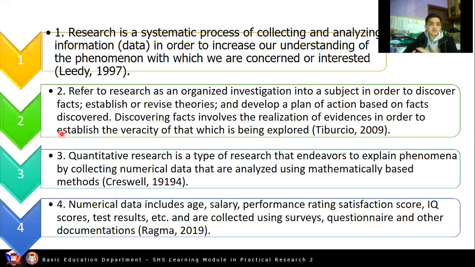So let's go directly to the lesson proper. For definition one: research is a systematic process of collecting and analyzing information or data in order to increase our understanding of the phenomena with which we are concerned or interested. That is according to Lilly, 1997. If I may emphasize the words systematic process. A systematic process is step-by-step, a very sequential, comprehensive process of knowledge. We do not simply assume, we do not simply think of it, we do not do things without proper scientific methods. Research is very systematic, very organized in its nature because it has the desire to collect and analyze information or data, and the intention to increase our understanding of the phenomena.